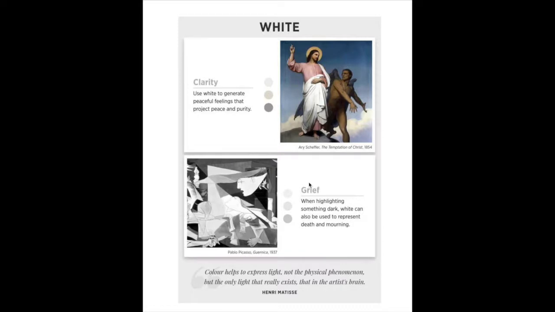So most colors have a yin and a yang, and it says here when highlighting something dark, white can also be used to represent death and mourning. So it really depends on how you're looking at things. I like that Henri Matisse said, color helps to express light, not the physical phenomenon, but only the light that really exists, that in the artist's brain. That's very interesting because it does go along with the idea that everyone has their own view of what's going on.